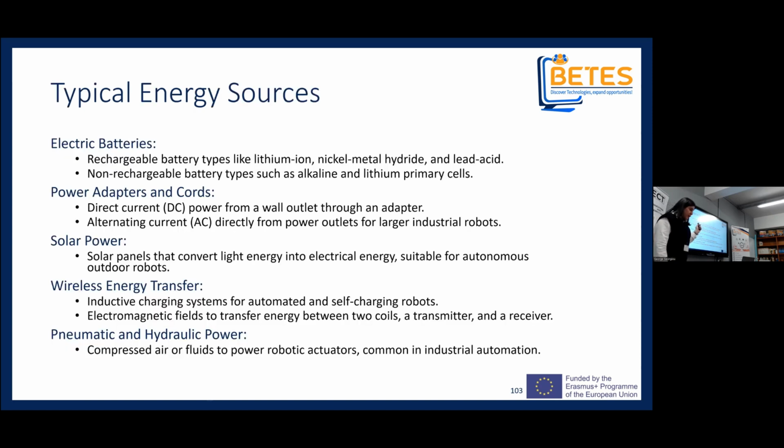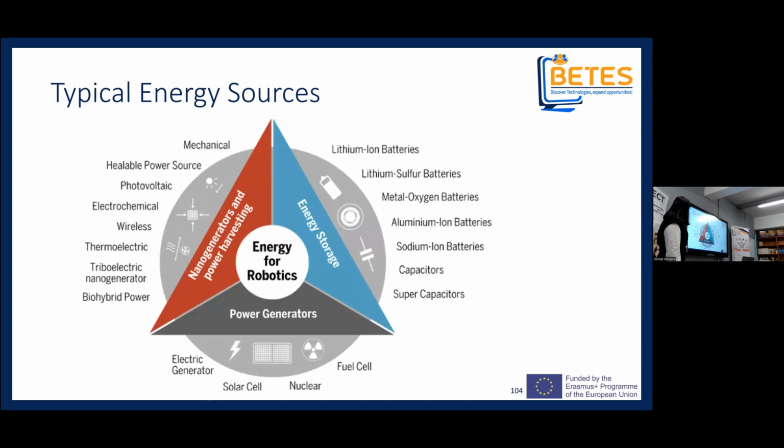Another important thing that I didn't mention is how does the robot work? So it needs an energy source. It can use electric batteries, power adapters, solar power, wireless, pneumatic, and hydraulic. I mentioned those. And here are some examples: electric generator, solar cell, and so on.